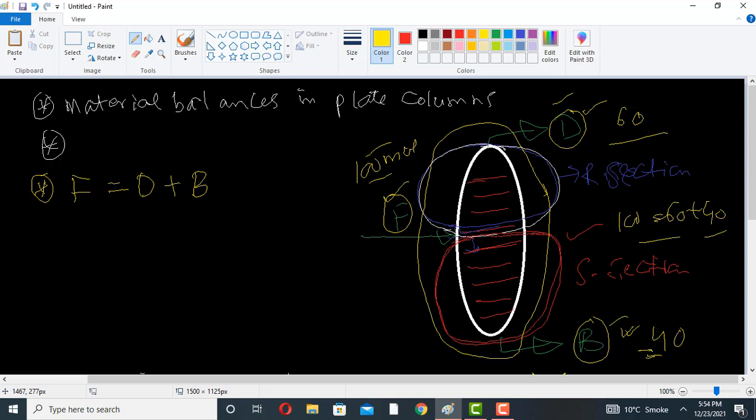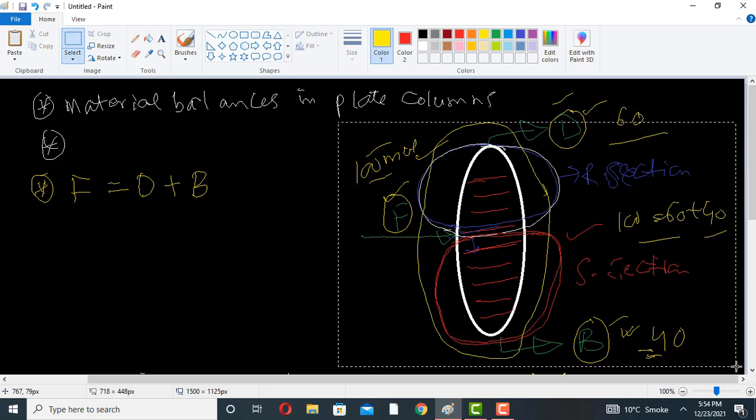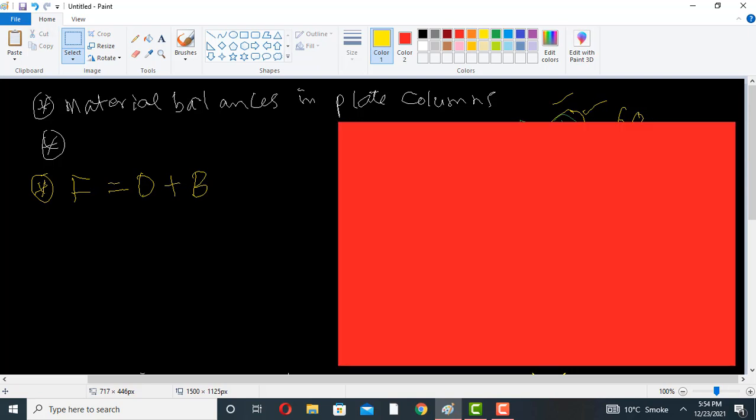Now what will be the component balance? So we are introducing a feed to the distillation column.